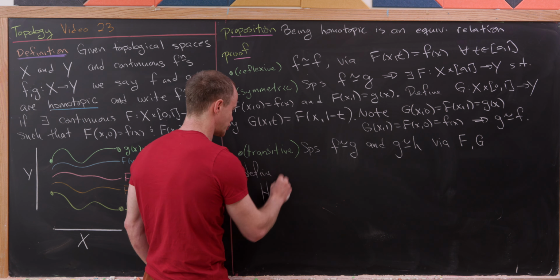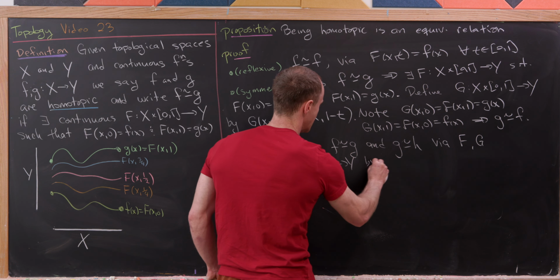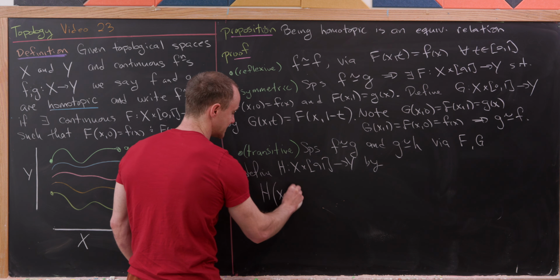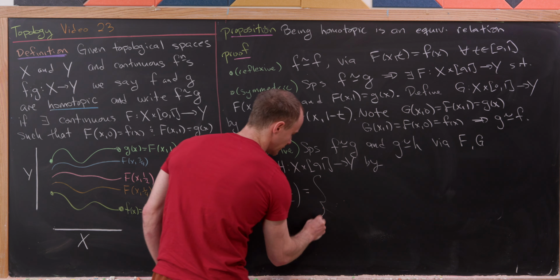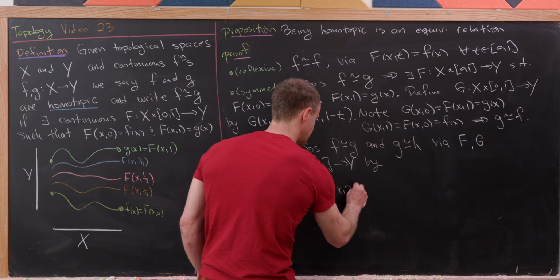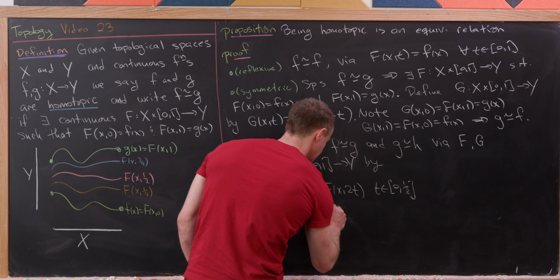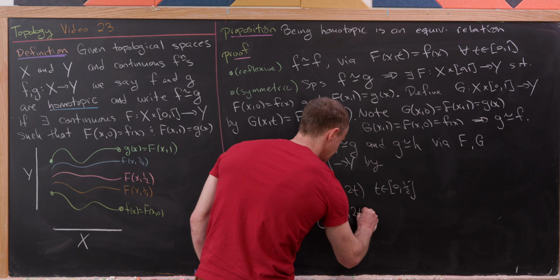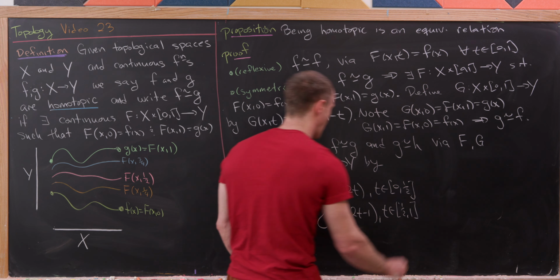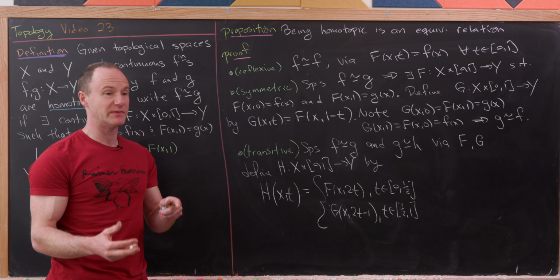So let's define h, which goes from X cross [0, 1] into Y by the following formula. So h of (x, t) will be equal to, well, this is going to be a piecewise function. It's going to be F of (x, 2t) if t is in the interval from 0 to 1/2, and it's going to be equal to G of (x, 2t minus 1) if t is in the interval from 1/2 to 1. So in other words, we're pasting these two things together and doubling the speed of time here.